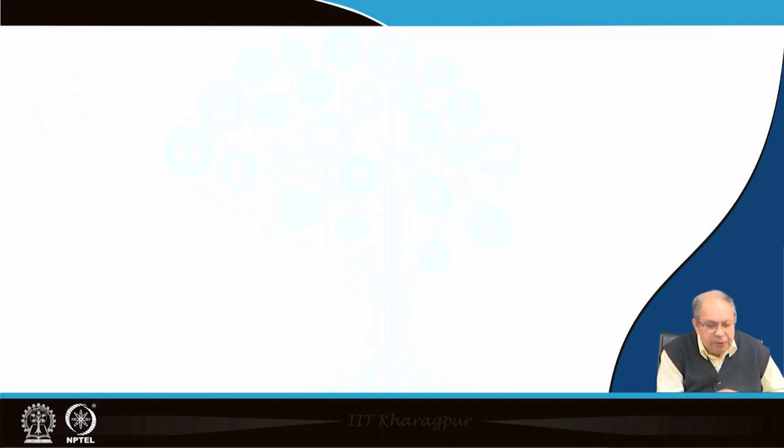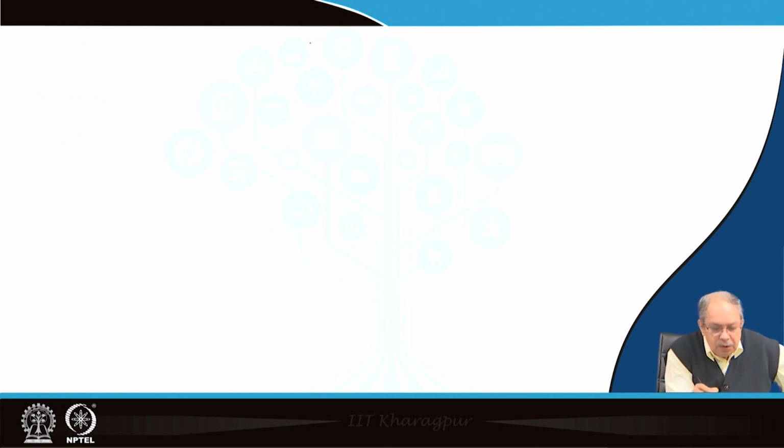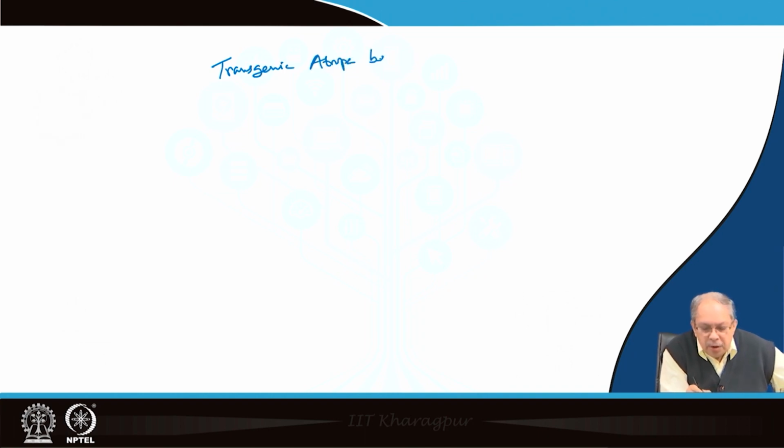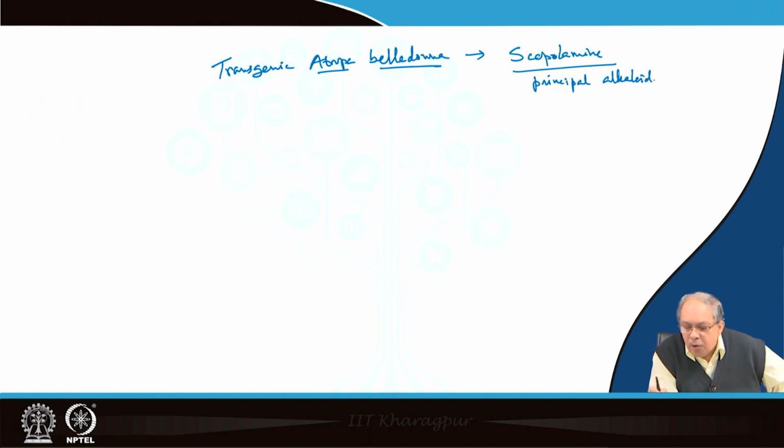Go to the next slide. So, the result is very clear. The transgenic Atropa belladonna produces scopolamine as the principal alkaloid. You can say it is almost exclusively scopolamine.